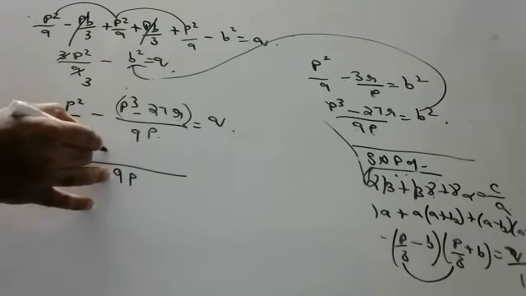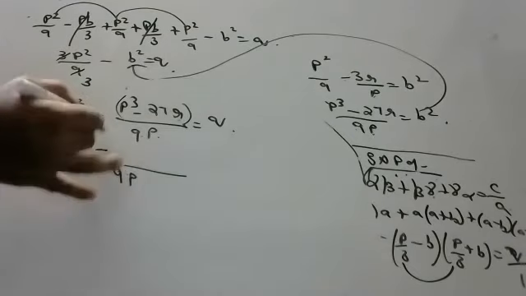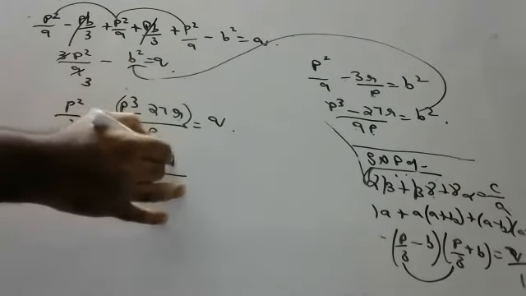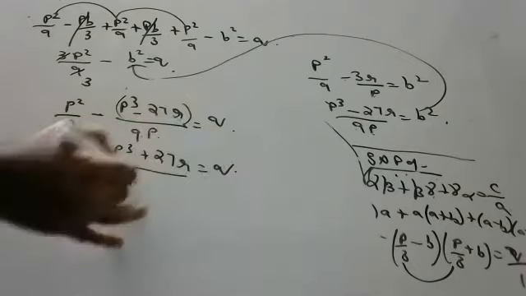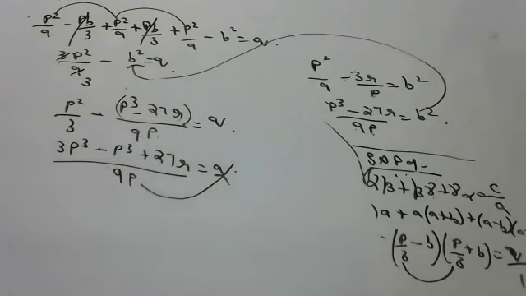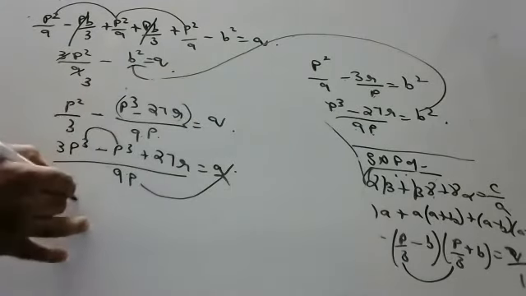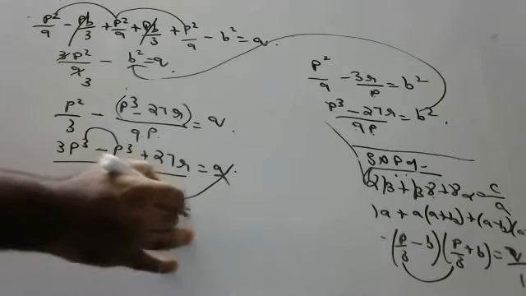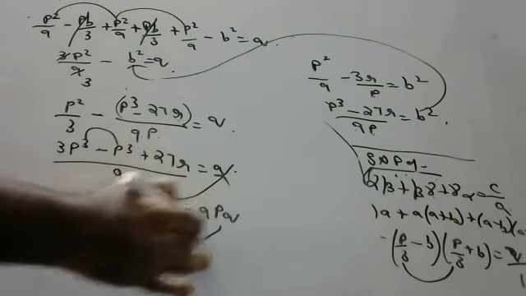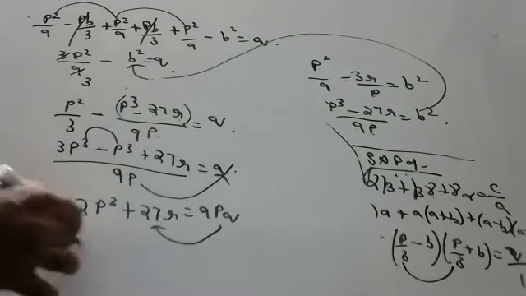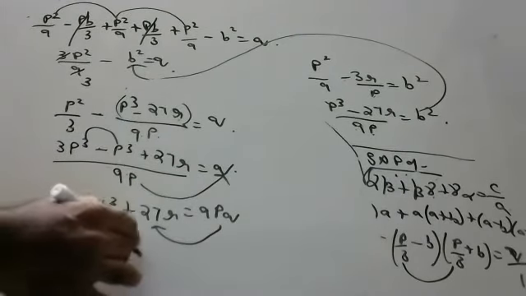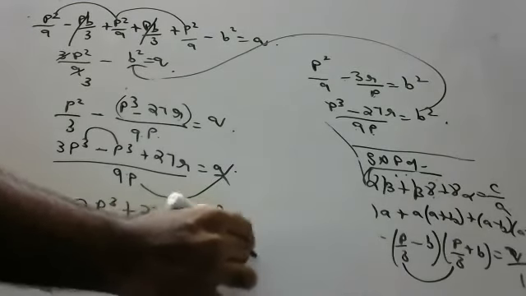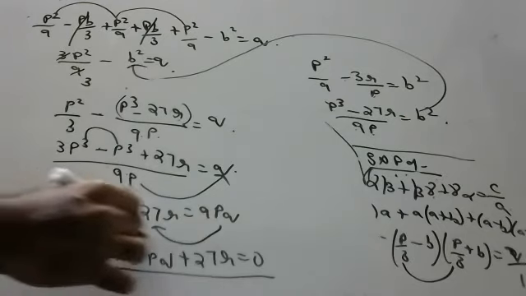Okay. Now minus 9P, 9P gone. This will come up: minus P cube, minus into minus plus 27R is equal to Q. Children, this will go here. Don't get confused. 3P cube minus P cube is 2P cube plus 27R is equal to 9P cube. This comes here, children. Last step: 2P cube minus 9P cube plus 27R is equal to 0. This is the condition.